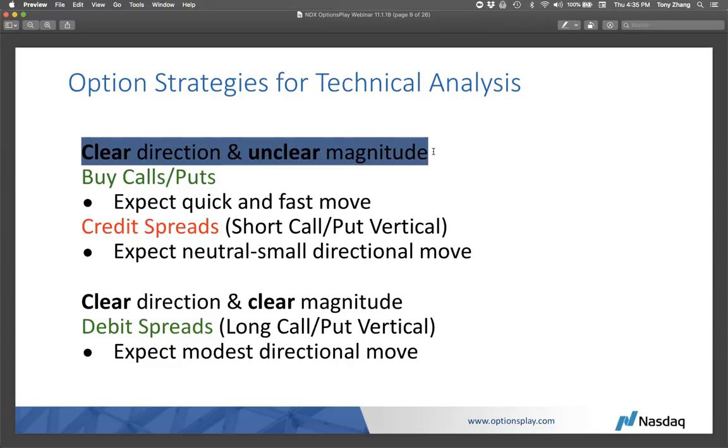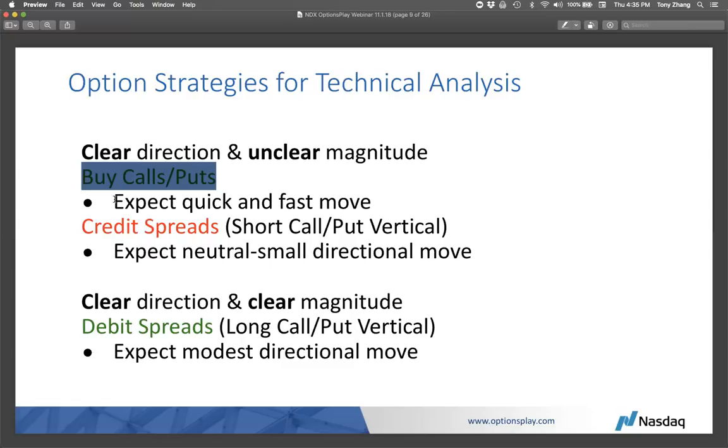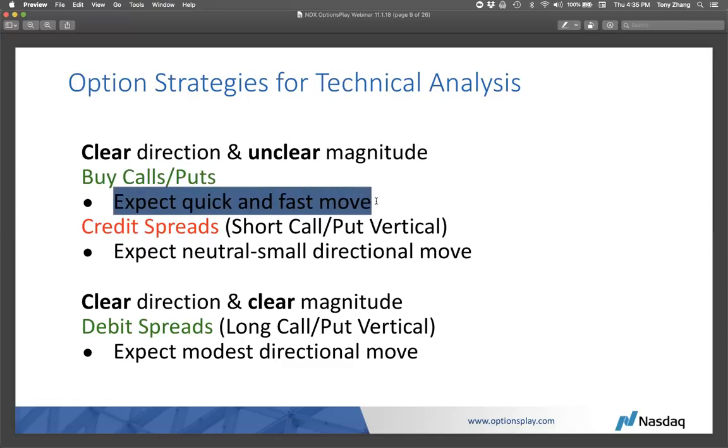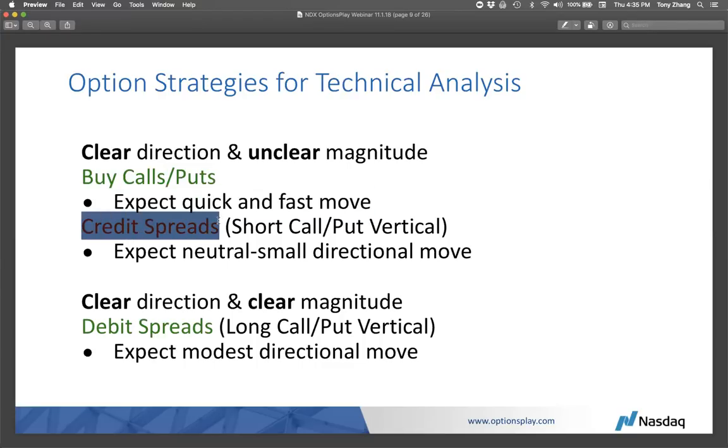So when you have a clear sense of direction, but you don't have a clear sense of how far it can go, that's really where buying calls and puts, when you expect a quick and fast move, is the suitable strategy. And if you're expecting more of a neutral or smaller directional move or a modest move, that's when you want to sell credit spreads. And when I talk about credit spreads, I'm talking about short call and put verticals. I'll break that down in the next slide for those of you that are brand new to these strategies. But if you have a directional view on an asset, but you're not clear as to exactly how far it can go, these are the 2 strategies that you can trade.